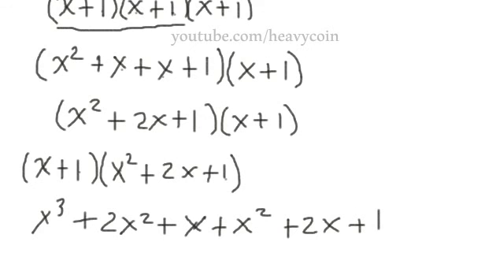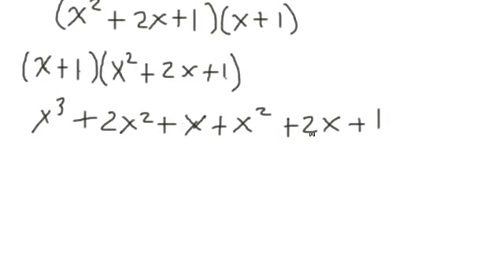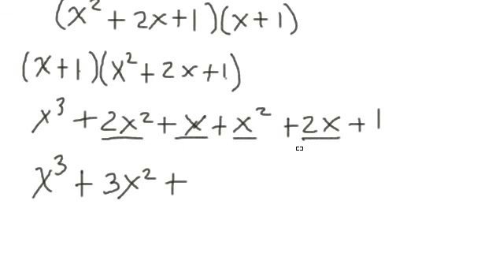Now let's see if we can collect up some like terms here. We have x cubed and no other x cubed, so we just rewrite that. We have a 2x squared and an x squared, so those are like terms. So that makes 3x squared, because 2 plus, and there's just one of these, that'd be a total of 3. Plus, we have some more like terms, x and 2x, so that's 3x, and then just the plus 1. So there we go. It's been expanded completely out and written in standard form.